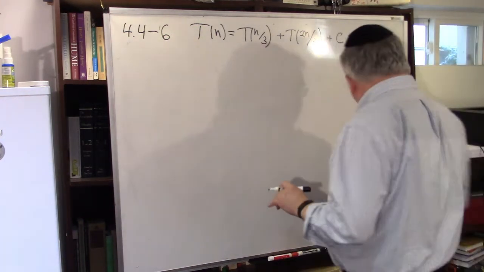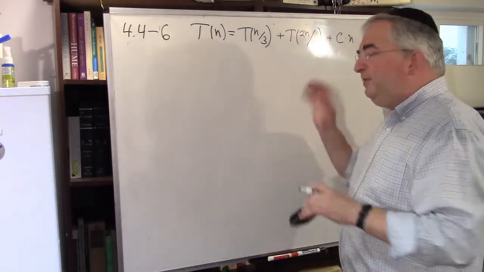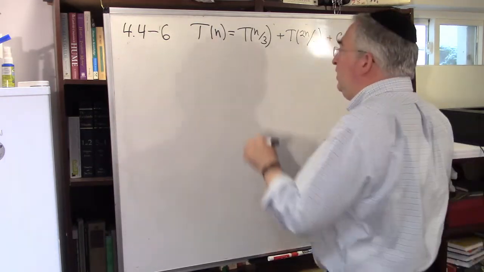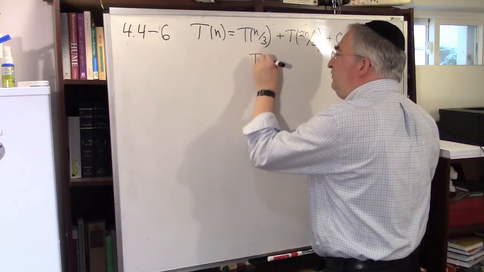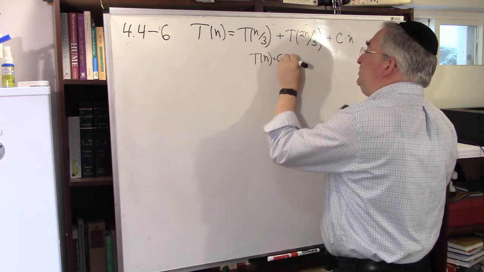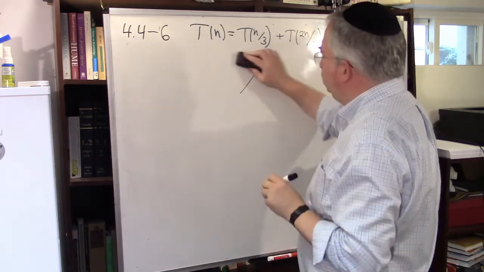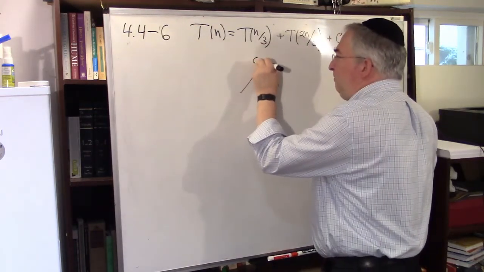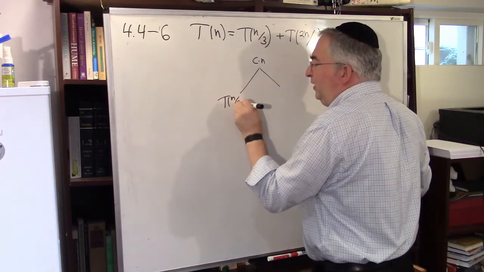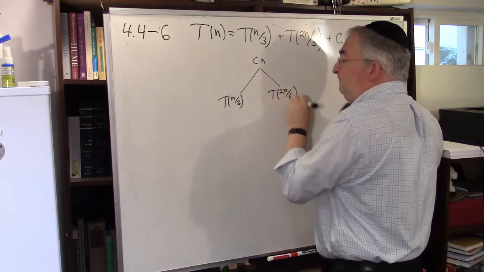I'm not going to make the tree like I usually do. I'm going to start it from the top, and I'm going to use my eraser. You can't use the eraser, you have to write, but let's do it. It starts off as T of n, which turns into c times n, and it has 2 children. One child is T of n over 3, and the other child is T of 2n over 3.